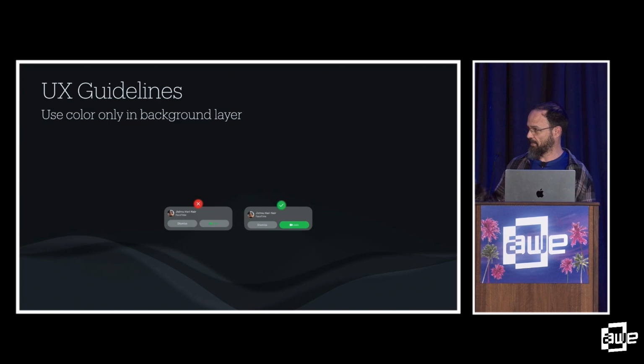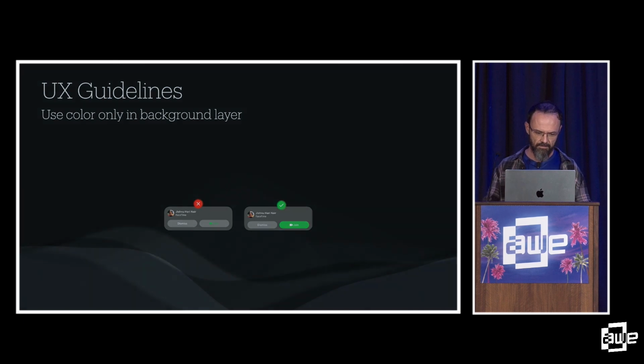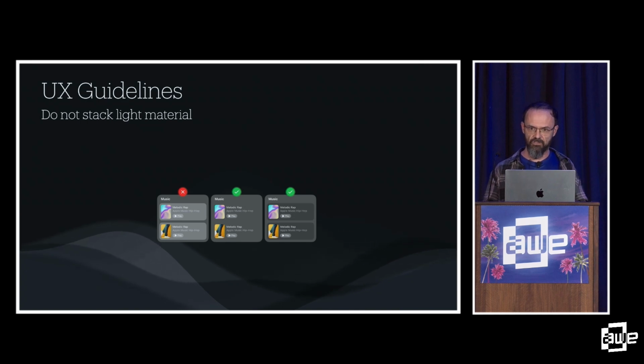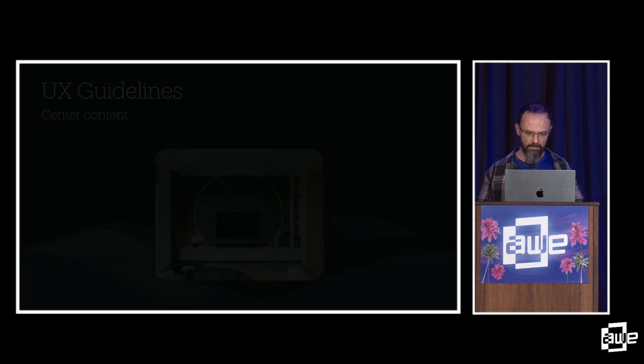In the left example, the text is sort of mimicking the background as well, and this is not a pleasant development experience. Another guideline, we should not be stacking light material. This is because light materials can blend, and it can make it difficult to see all the different layers that we have. On the first example of all of them, a few light materials have been stacked, and it's harder to see and to use than the other two examples, where the components are not stacked and you can see them independently.